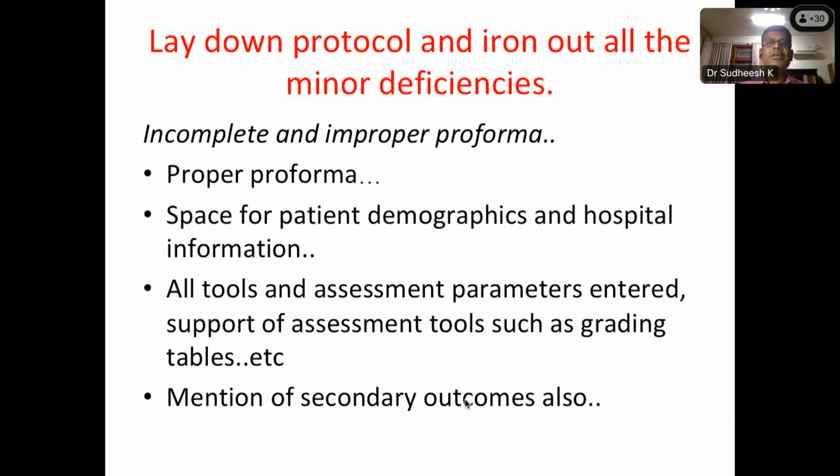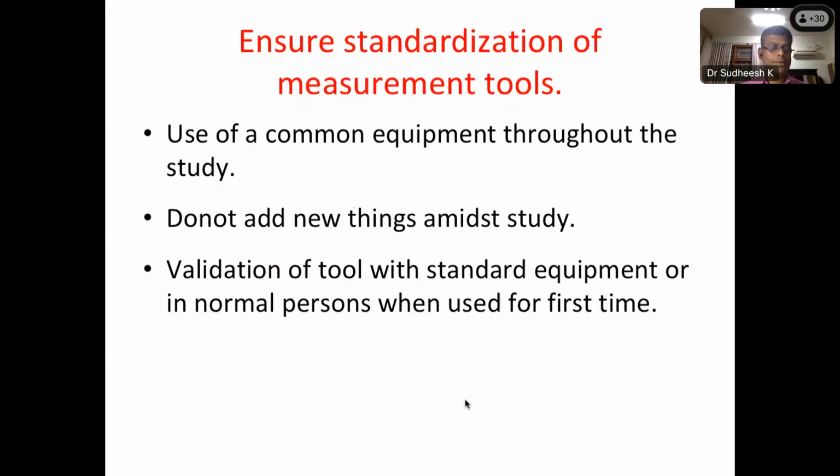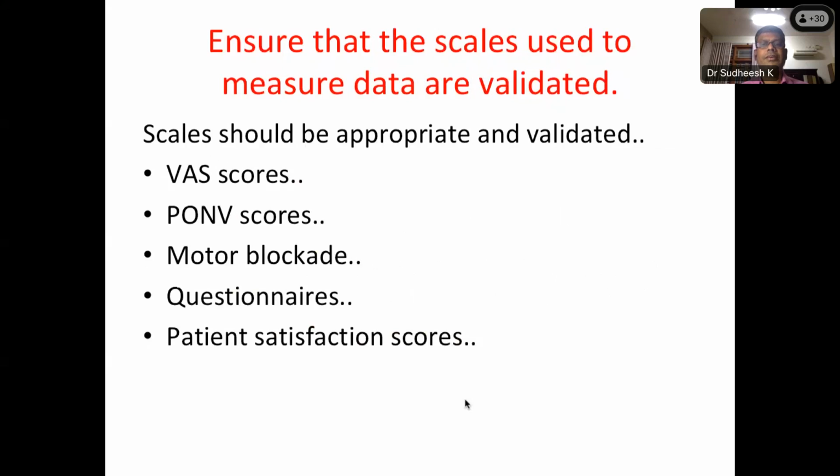Everything should be provided in the pro forma along with that, and also mention secondary outcomes in both the synopsis as well as in your pro forma. Use a common standard equipment throughout the study, and do not add new things amid the study, and always validate the tool against standard equipment if you are trying to use a new equipment for the first time.